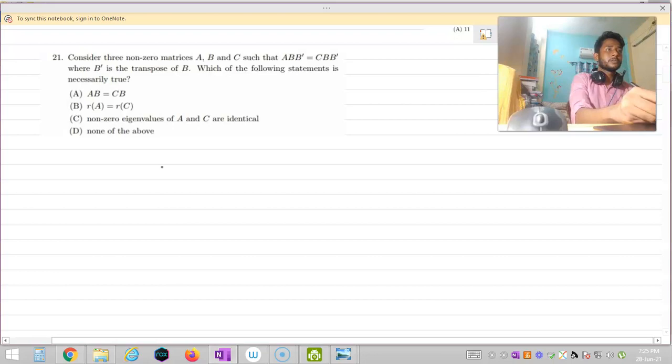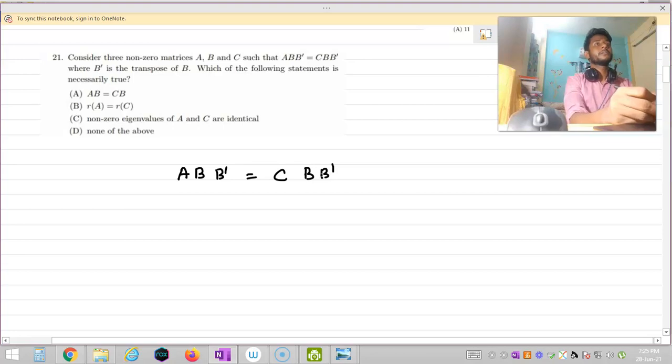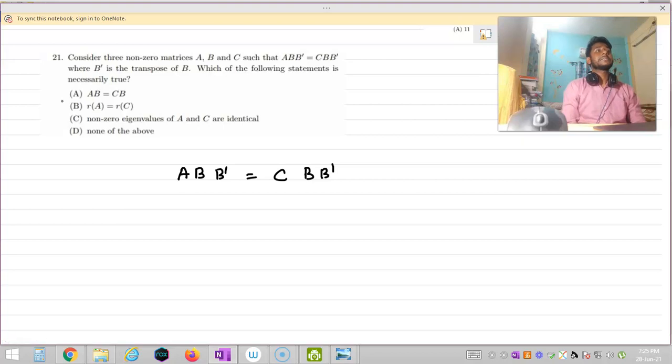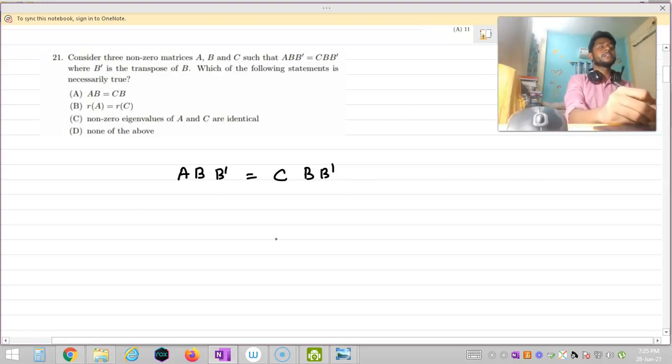Let me write down the condition: ABB' is equal to CBB'. So we have to find the correct option. The first option says AB is equal to BA, AB equal to CB. The second option says rank of A equal to rank of C. The third option says that the non-zero eigenvalues of A and C are identical, and the fourth option says none of these.